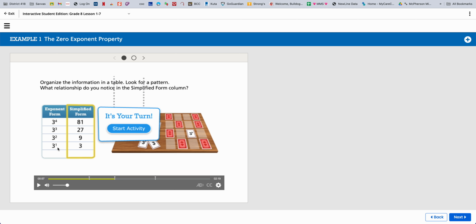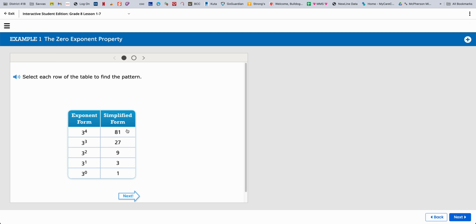Let's say that a little more accurately. It's going down by thirds. So we're dividing by 3 every time, or multiplying by a third. I like that better than saying down by 3. So it's dividing by 3 each time. Start the activity. Okay, so we can find a pattern.